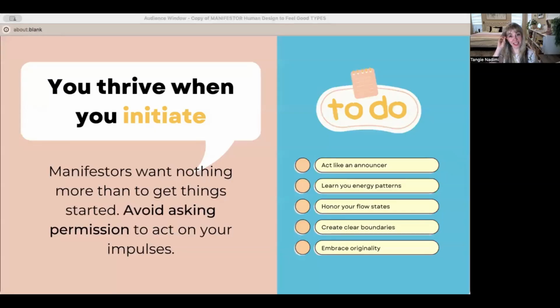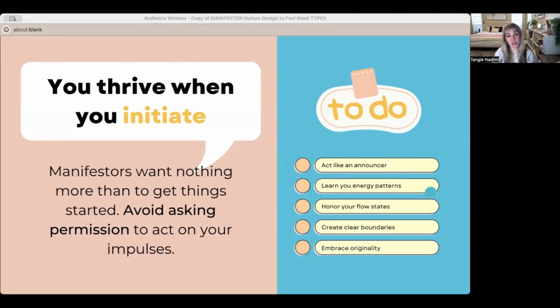Manifestors thrive when they can initiate. Manifestors want nothing more than to get things started. So a manifestor needs to learn to avoid asking permission to act on their own impulses. Once an impulse comes in, a manifestor is 200% in. So acting like an announcer and giving the information necessary to those closest to you will keep you aligned with your signature theme of peace, which we'll talk more about.